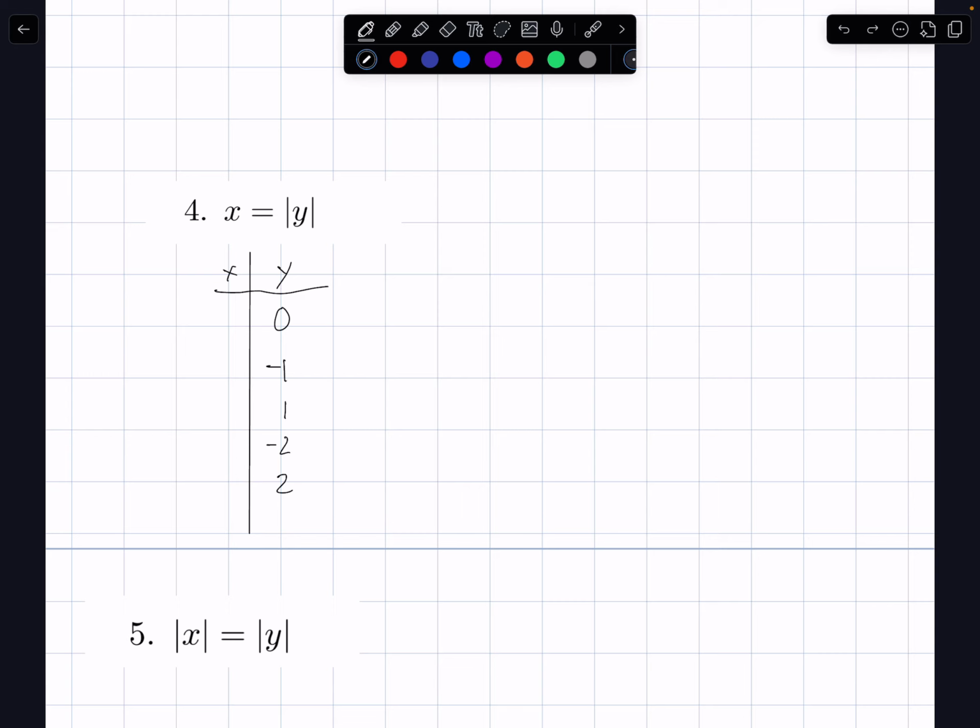Okay, if y is 0, absolute value of 0 is still 0. Y is -1, absolute value is going to be +1. 1 becomes 1, -2 becomes 2, and 2 stays as 2. Right? It's just a positive value of whatever we started with. So now let's go on to graph.